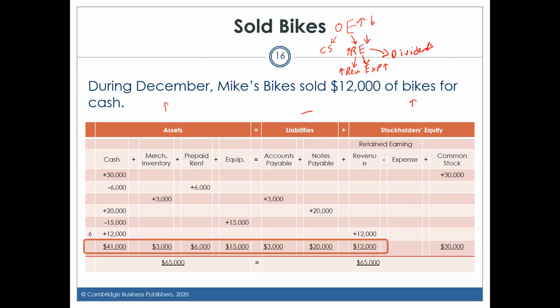There's a negative relationship. What about dividends? When dividends go up, what happens to owner's equity? Dividends go up, that means retained earnings goes down because dividends are paid out of retained earnings, which makes owner's equity go down. So there's also a negative relationship between dividends and owner's equity. So that's important to know.